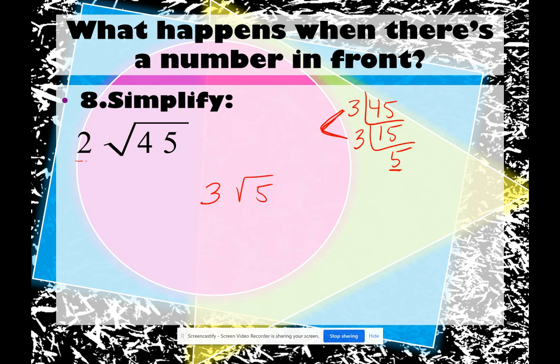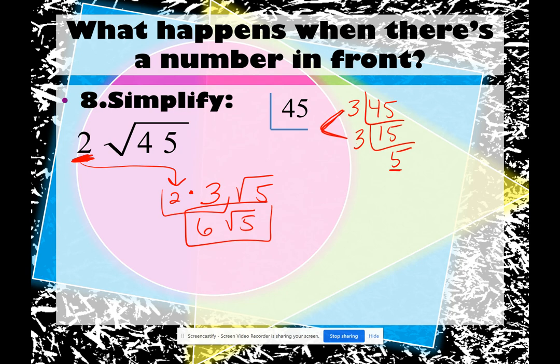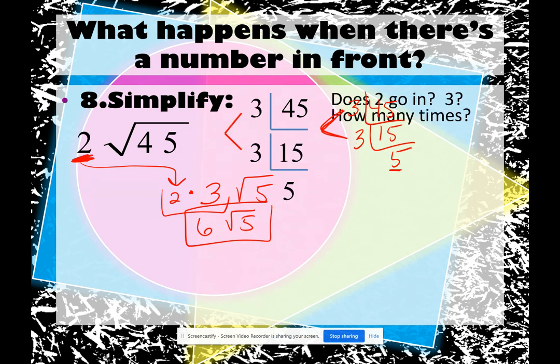And it is because this little 2 needs to be addressed. This 2 needs to come down and be multiplied by the 3. So my final answer is going to be 6 square root of 5. So don't forget to address the little number in the front and bring it down when you're at the end of the question.